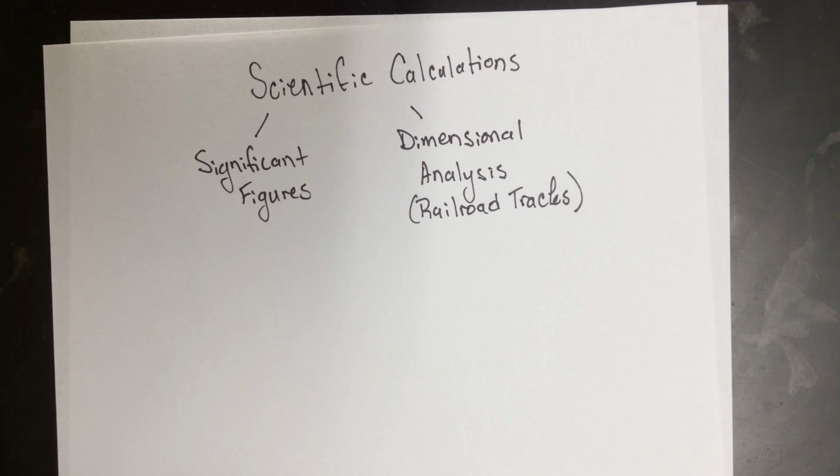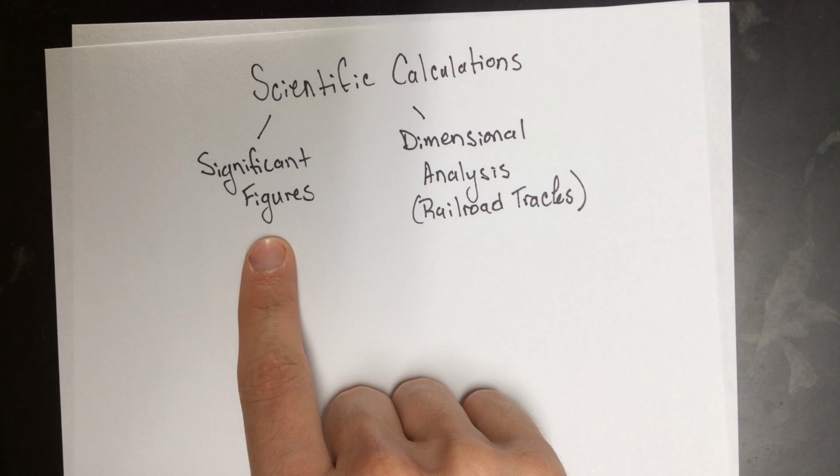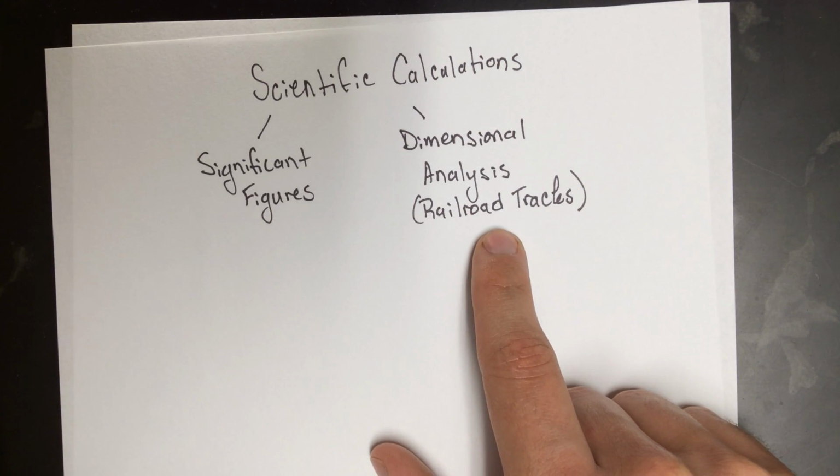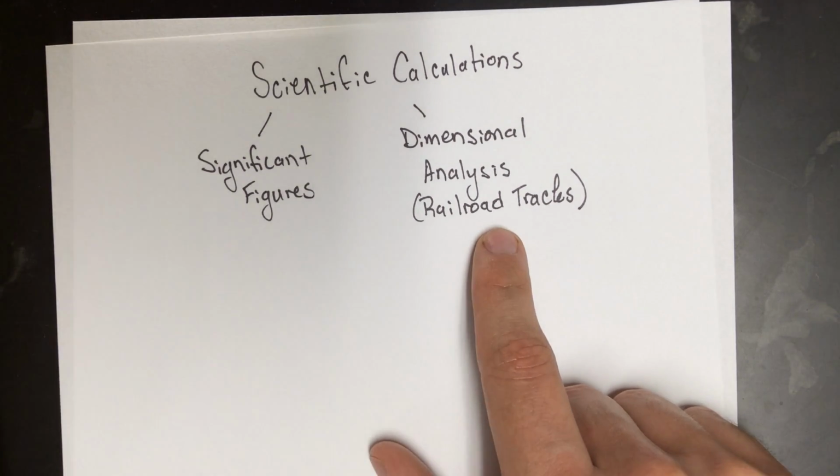Hello everyone. In this tutorial video we are going to talk about how to perform scientific calculations, which do differ slightly from the work that we're used to doing in math class. We're going to cover two main topics, and those are the use of significant figures in calculations, as well as the formatting that we use in science for multiplication and division problems, which is called dimensional analysis.